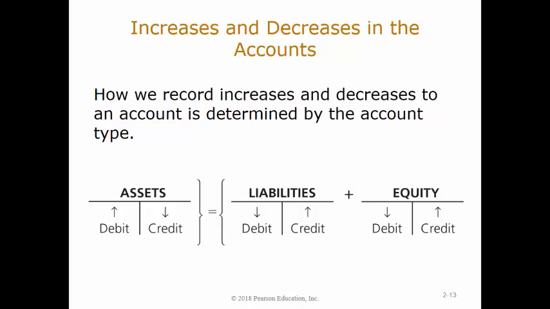Assets are always increased with a debit and decreased with a credit. Liabilities and equity are always increased with a credit and decreased with a debit. Debits are not always increases or always decreases, and neither are credits. The debit or credit designates on which side of the T account the transaction is recorded.